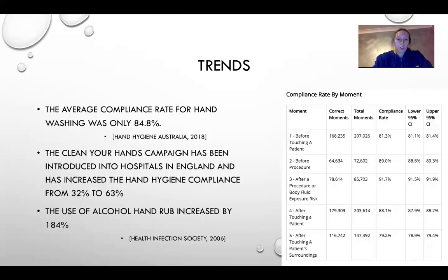According to Hand Hygiene Australia 2018, the average compliance rate for hand washing was only 84.8%. Also, the Clean Your Hands campaign has been introduced in England and has increased the hand hygiene compliance rate from 32% to 63%. And the use of alcohol hand rub increased by 184% according to Health Infection Society 2006. This means that by increasing the advertising of hand washing, it will increase the rate of it being done properly.